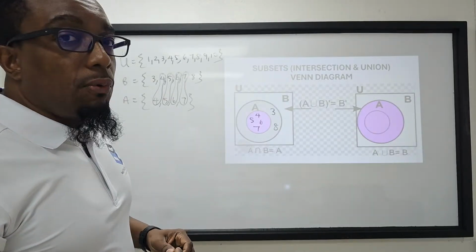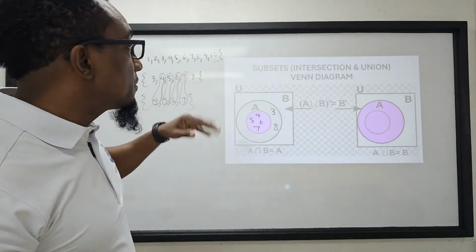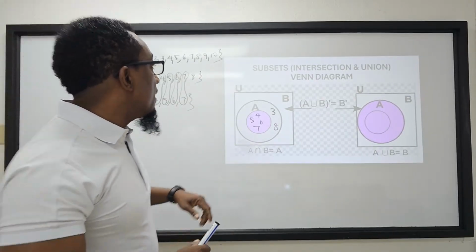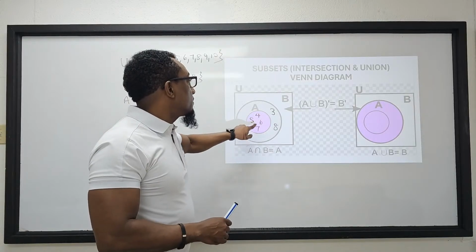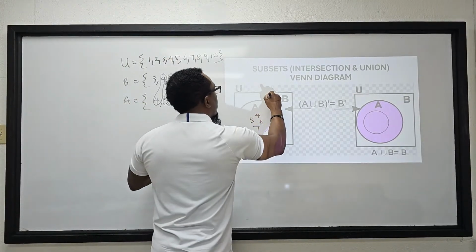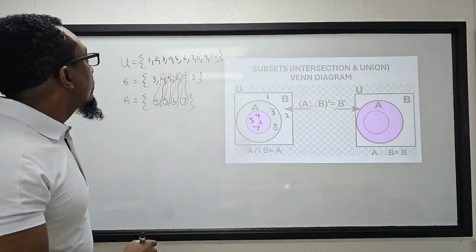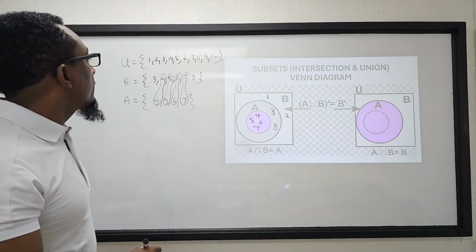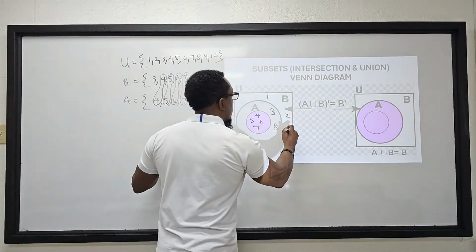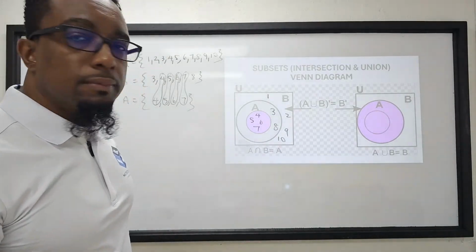And of course, all the elements of the universal set must be placed in your Venn diagram. So the remaining elements, which are 1, 2, 9 and 10, will be placed outside. Good?